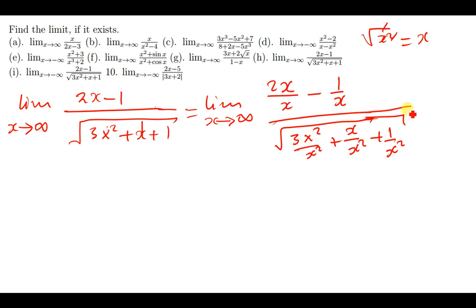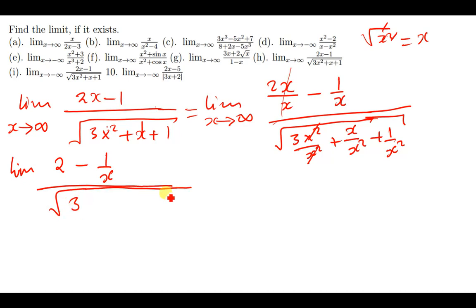So when you have such an expression, this part here will give us a 2. So we're going to have the limit of 2 minus 1 over x, then everything divided by, so this part and that part will go. Here we'll have 1 over x, and then there we'll have 1 over x squared. So we're going to remain with the square root of 3 plus 1 over x plus 1 over x squared.